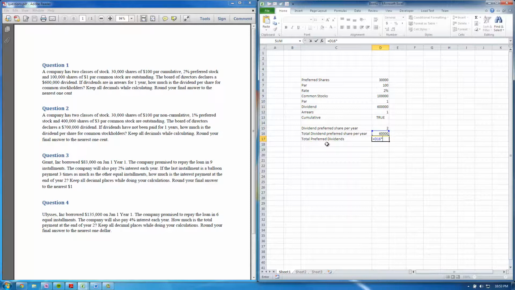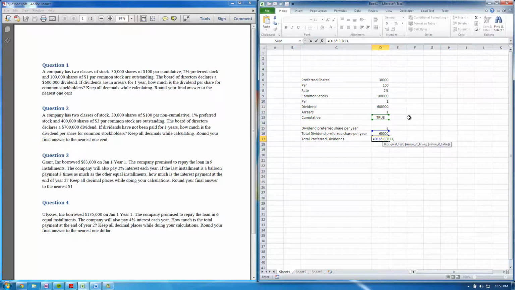So in order to do this, well, you're going to use an if statement. Now, if you haven't used an if statement before, the first one is a logical test. So whether something is true or false. In this case, it's very easy to see. We want to know whether it's cumulative or not. So we're just going to reference this cell. If it's cumulative, it'll be true, and if it's not cumulative, it'll be false.